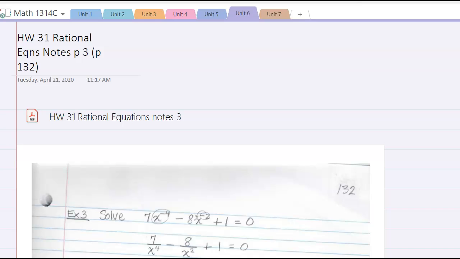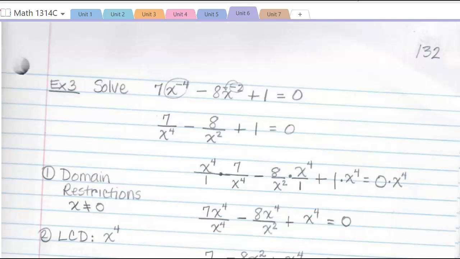This video will cover the third page of notes on the topic of rational equations. Let's solve one more problem. For example number 3, our job is to solve 7 times x to the negative 4 minus 8 times x to the negative 2 plus 1 is equal to 0.